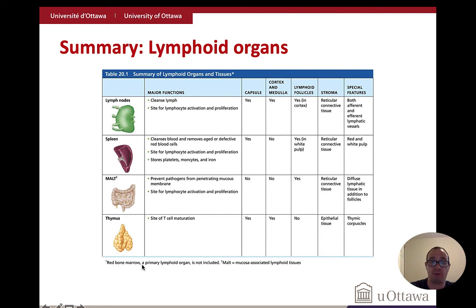The red bone marrow, we didn't go into detail here. This is also a primary lymphoid organ. This is also involved in the genesis of some of these lymphoid cells. Okay, so secondary organs are organs such as the lymph node, spleen, and the MALT. This is where all the action is occurring. The thymus and the red bone marrow, it's about making the players that are involved in that action.